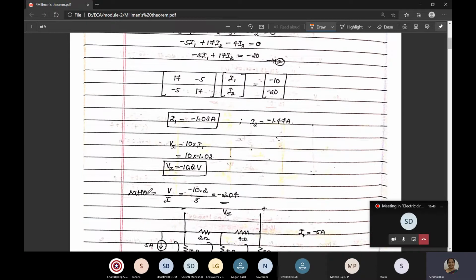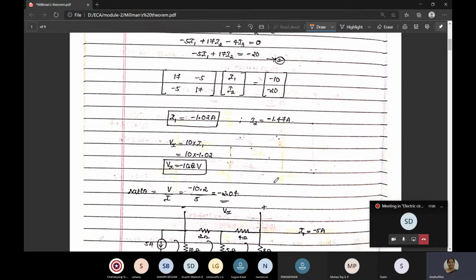So what is the ratio now? V is minus 10.2 divided by current I. How much have they given? 5 amps. So you'll get minus 2.04. That is the V by I ratio, that is the ratio of excitation to response or response to excitation.